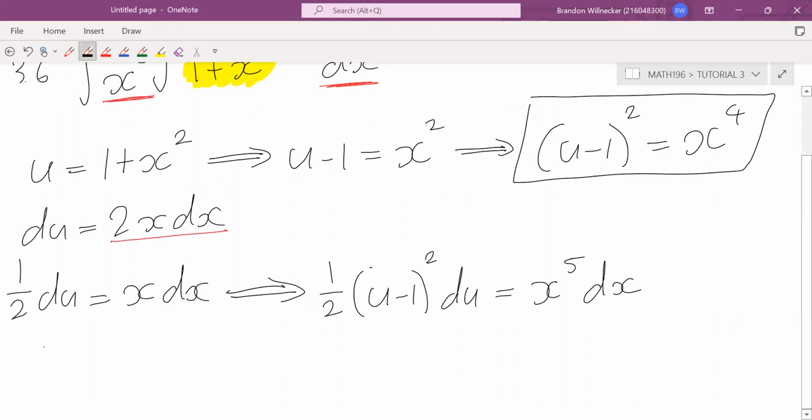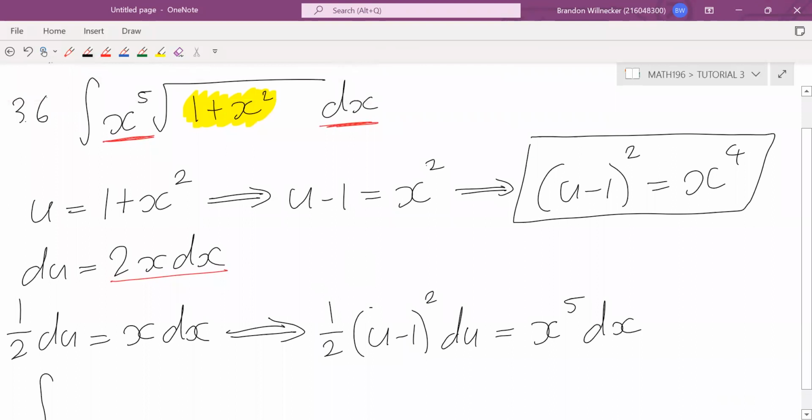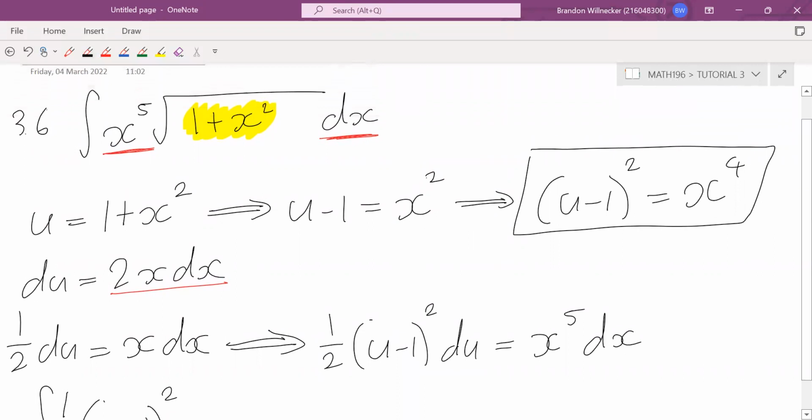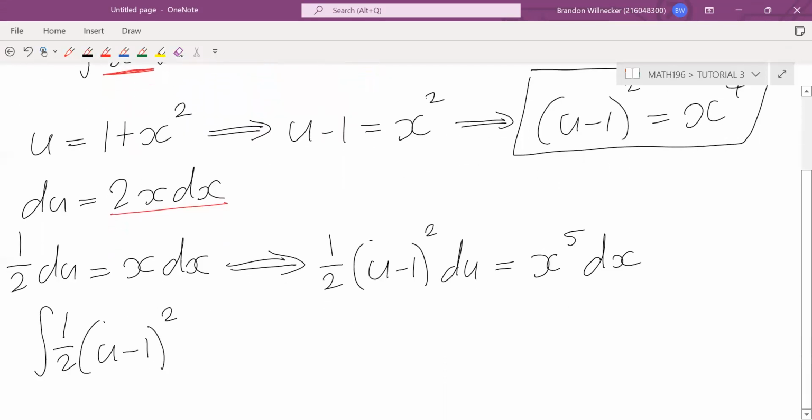So our original expression now becomes x to the 5 dx. That's going to be replaced with 1/2 u minus 1 squared du. And then the square root of 1 plus x squared gets replaced with the square root of u, du. So here we've made all the replacements. So everything is now in terms of u. So we need to integrate this now.